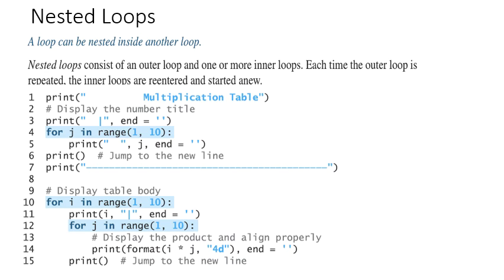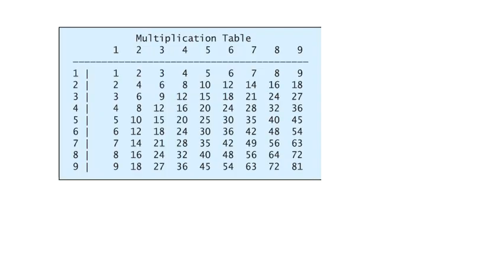Print multiplication table. So display the number title, print end something. For j in range 1, 10, print j end. Print jumps to the new line. Display table body. For I in range 1, 10, print I end. For j in range 1, 10, display the product and align properly. Print format I star j, 4d end. Print jumps to the new line. So you will get the output, multiplication tables row wise 1 to 10, column wise 1 to 9, and these are the multiplication tables.